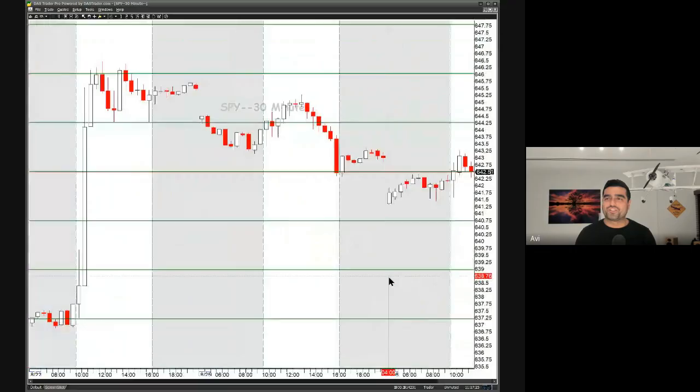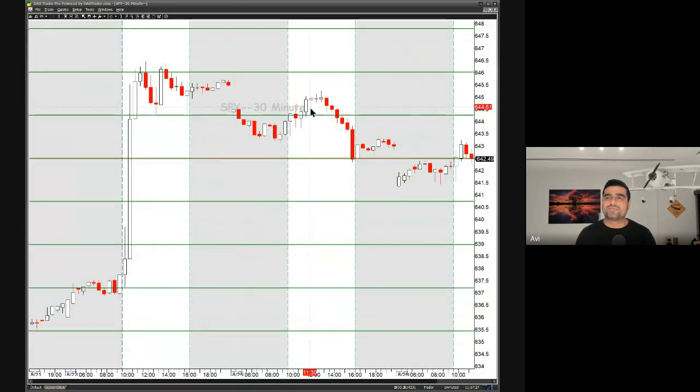Yeah, this is all chop, man. Even yesterday, other than that reversal pattern from a very localized perspective, I don't see anything. I just don't see any setup.